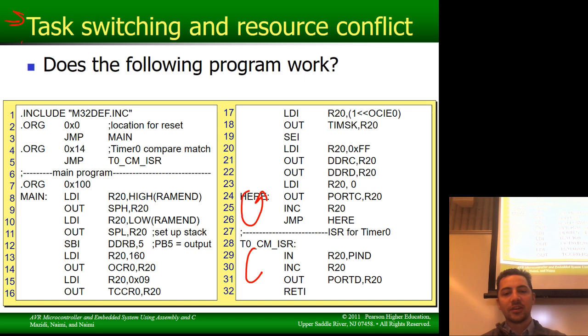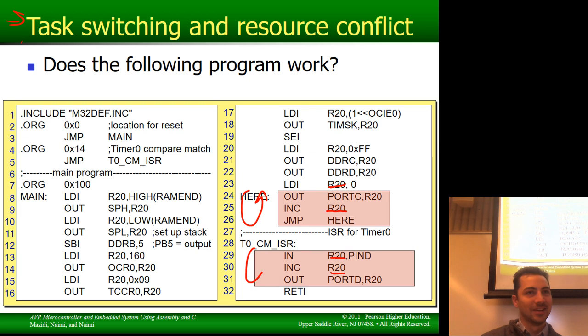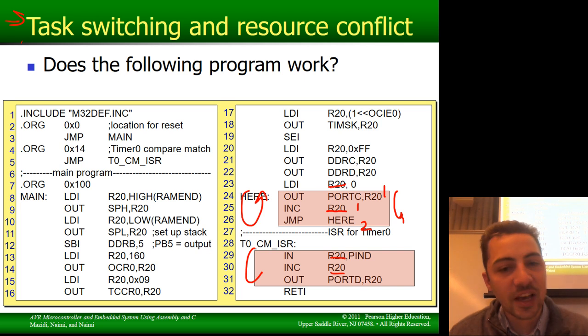R20 is shared between these two functions, between these two pieces here. This is a problem, right? Because this is going to be incrementing every 4 or 5 cycles, right? 1 cycle here, 1 cycle here, 2 cycles there. So it's going to be incrementing every 4 cycles.